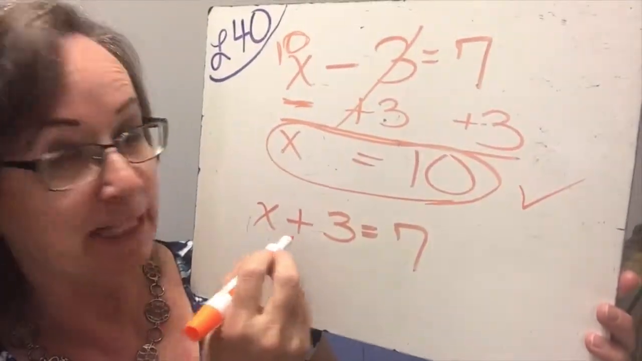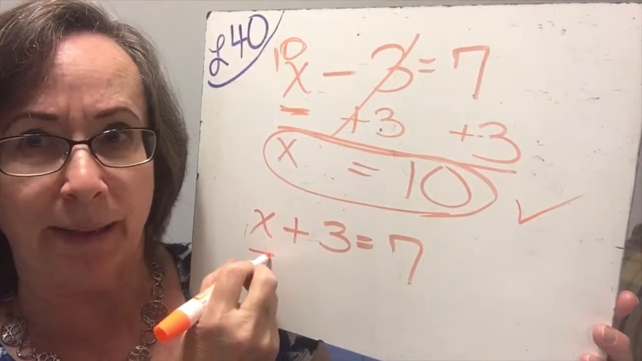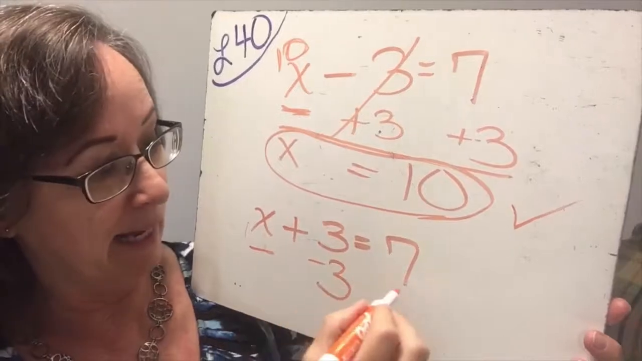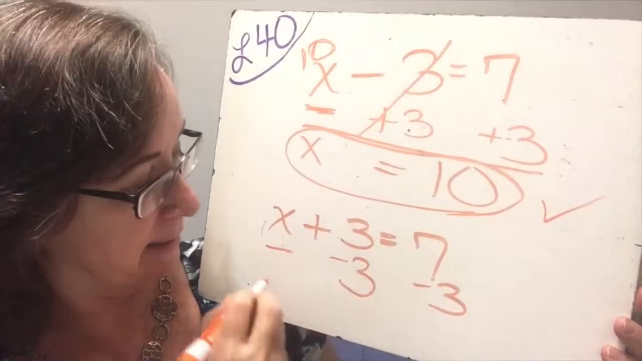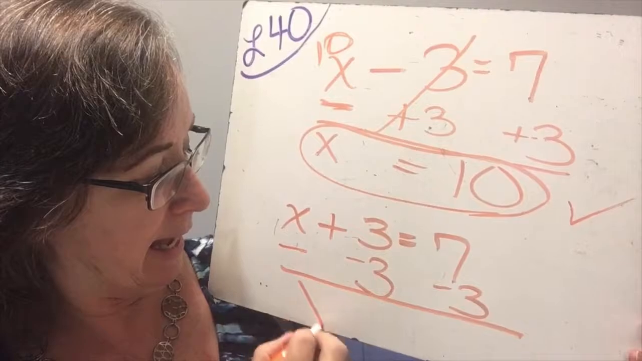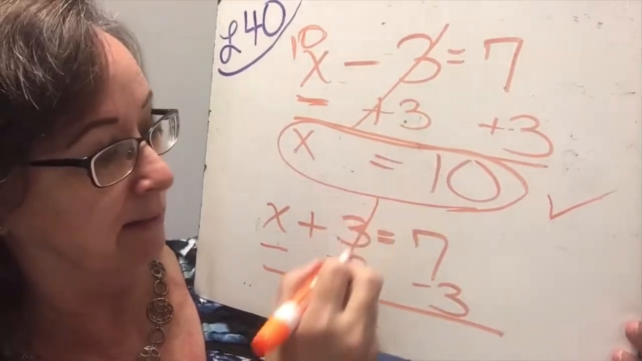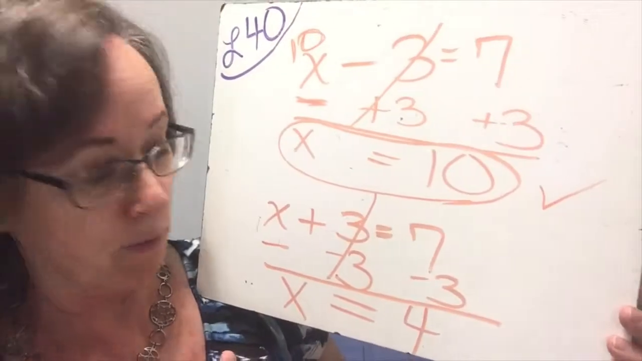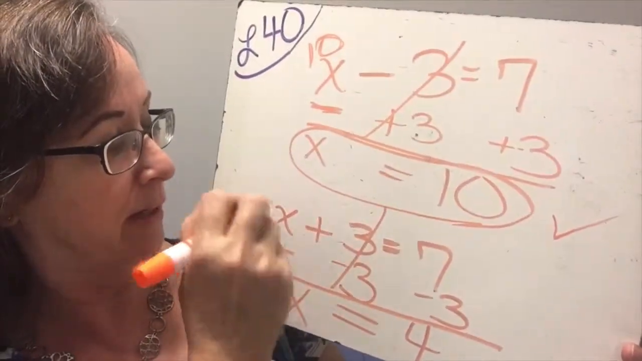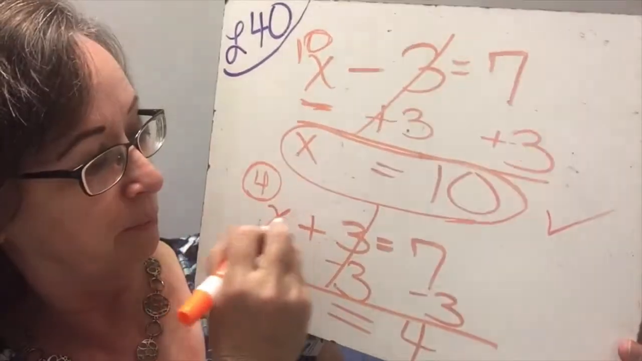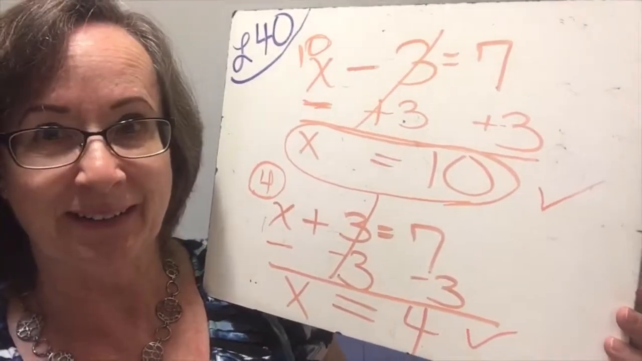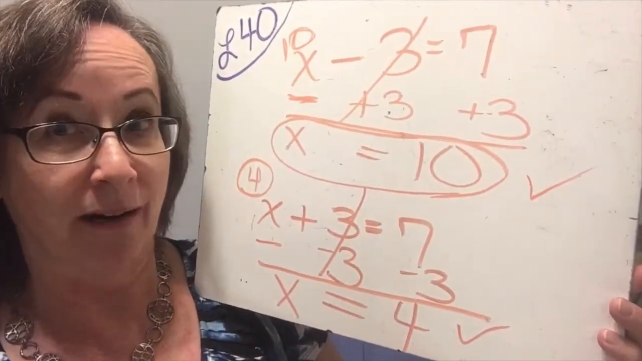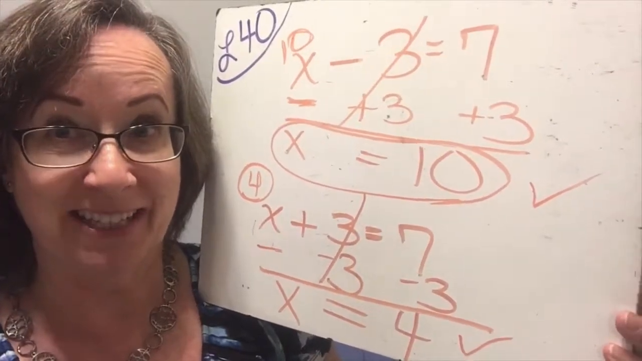Look at this one. All right, we've got x plus 3 is 7, but we want x all by itself. So we're going to subtract a 3 from both sides. So now we have x, the 3's cancel, and 7 minus 3 is 4, and x equals 4. So we plug the 4 back in here, and we get 4 plus 3 is 7, which is true, and x plus 3 equals 7, and x equals 4 are equivalent equations.